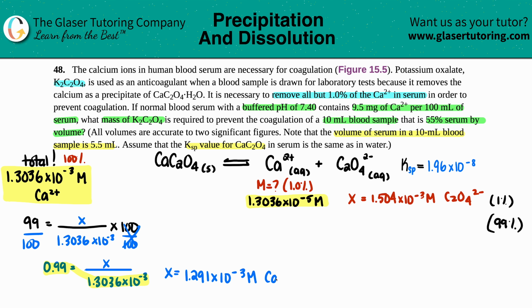Now that's of the calcium, but remember, for every 1 calcium comes 1 oxalate. So this would also be the molarity that is required of the oxalate to clear the calcium. So I'm just going to add this molarity up here, 1.291 times 10 to the negative third molarity, C2O4 2 minus. Because the combination of the two is going to give you the 100%.